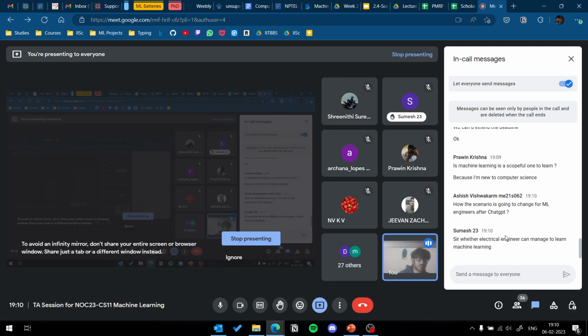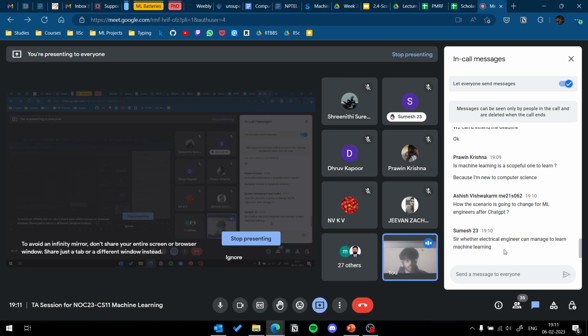How is the scenario going to change for ML engineers after ChatGPT? Okay, I'll answer the next question first, which is whether an electrical engineer can manage to learn machine learning. So I am a mechanical engineer myself, and I still manage to learn machine learning. So it is not difficult if you are thinking about it. Building machine learning systems is very easy nowadays. So there should be absolutely no problem.